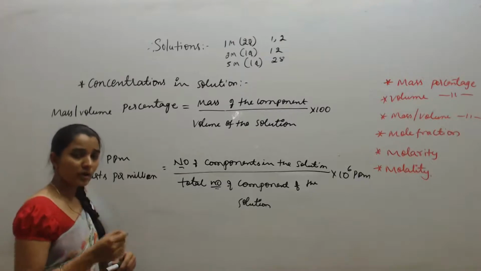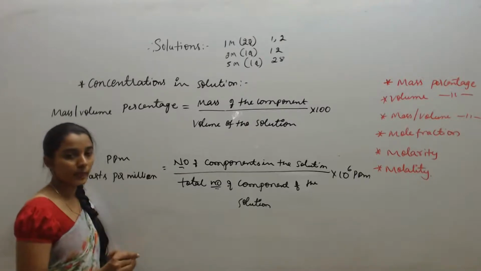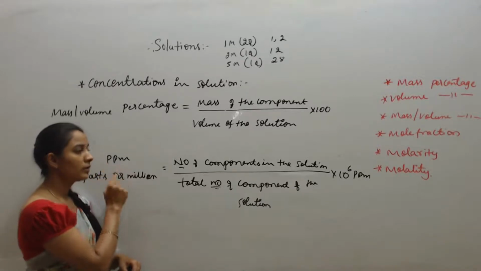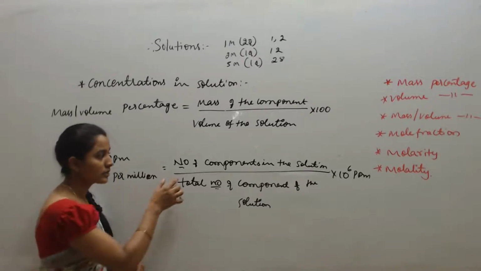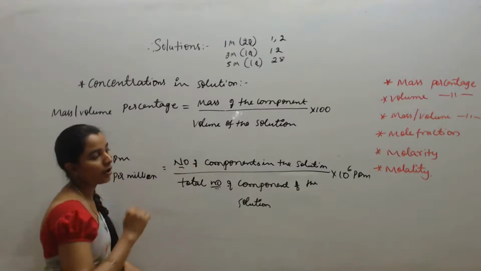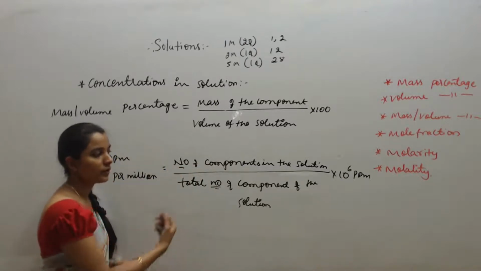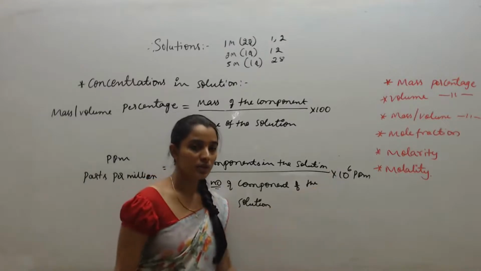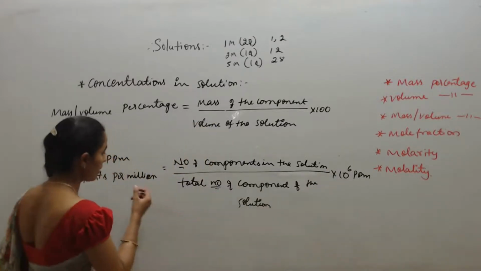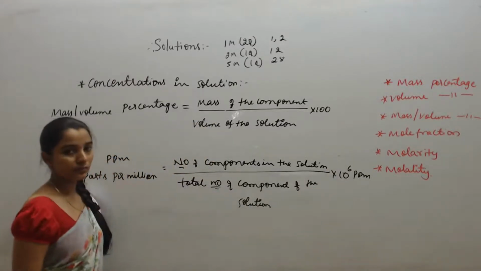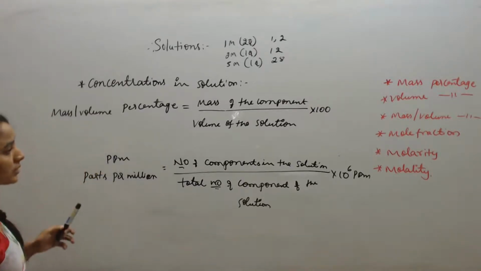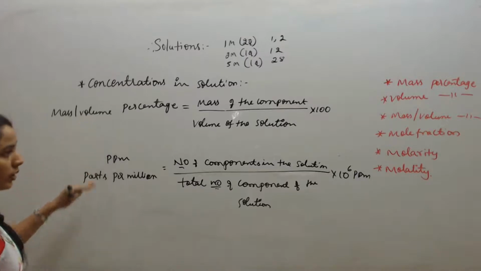If the solute particle is very minute, less than a milligram, then we will use parts per million, that is ppm. That means the ratio of the number of components in the solution to the total number of components in the overall solution multiplied by 10 raised to 6. Why? Because we are comparing them with the million, 10 lakhs. So this is all about the concentrations with respect to mass, volume and so on.